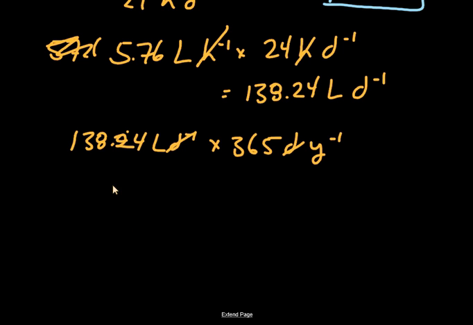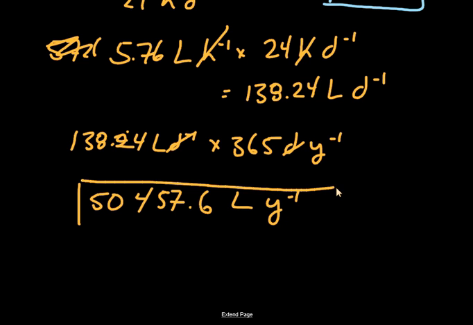So I think this works out, like if this is how many liters per day times 365, you get something like liters per year.